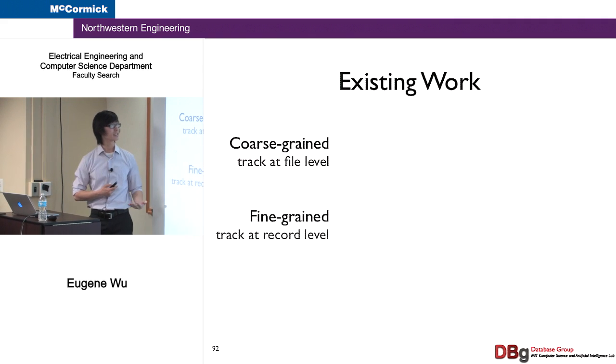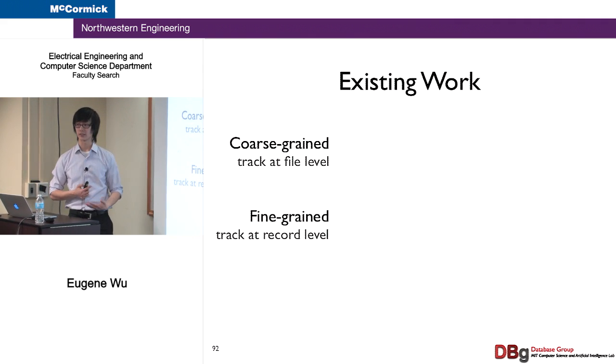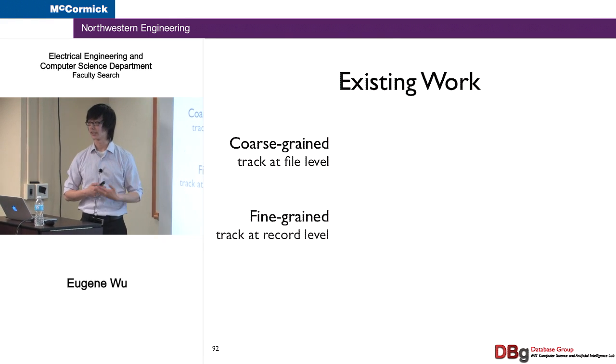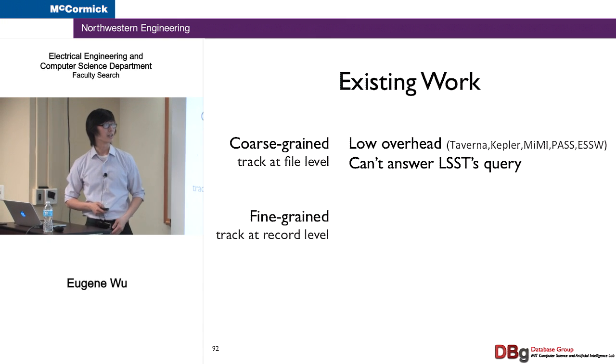So in existing work, most lineage systems fall into two categories. Coarse-grained systems track this information at the file or database table level, right? And this incurs low overhead.